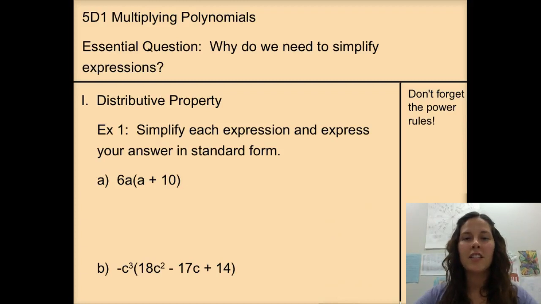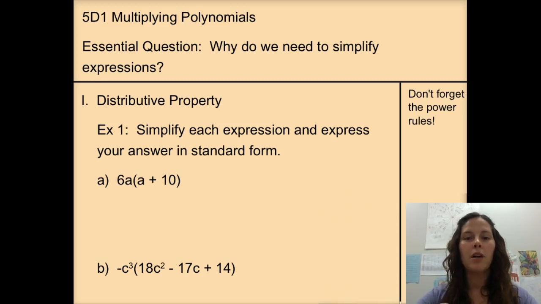Our next learning target is on multiplying polynomials. Our essential question is the same. This whole unit we've been simplifying expressions, and something for you to think about is why is it important to have our expressions in simplest form. So we're starting with a review of distributive property.